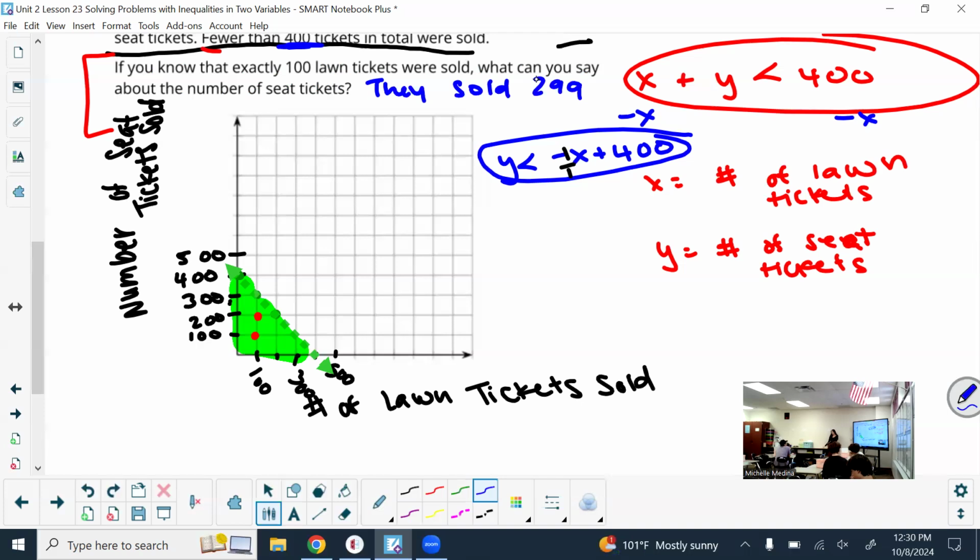We don't want it to be 400 exactly. So they sold 299 seat tickets or less. Because it can be less. We don't know how many. It said fewer than 400. So it can't be 400 exactly, it can be 399 or below. 100 of them are lawn tickets and 299 seat tickets. Good, any questions? Getting better, maybe?